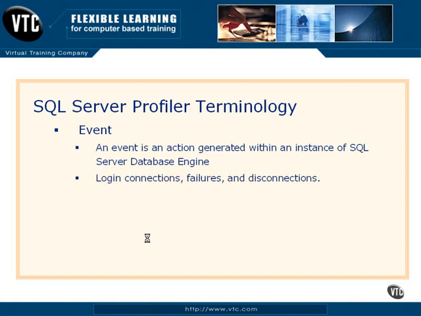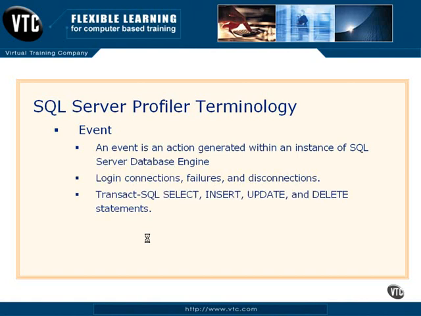So as you can see here, the definition on the screen: an event is an action generated within an instance of the database engine. So when a login connection happens, if we've told it that for the login connection event we want to see something happen, boom, as soon as a login connection happens, that event is triggered and we catch it and we grab information about that particular event. If there's a login failure, if there's a disconnection.